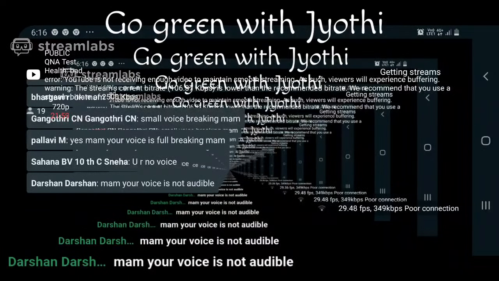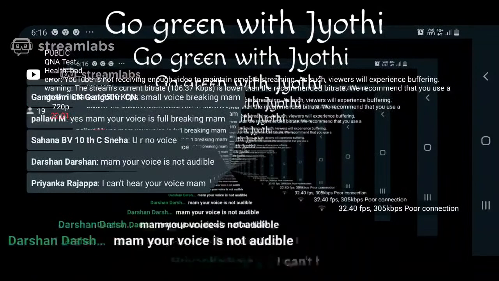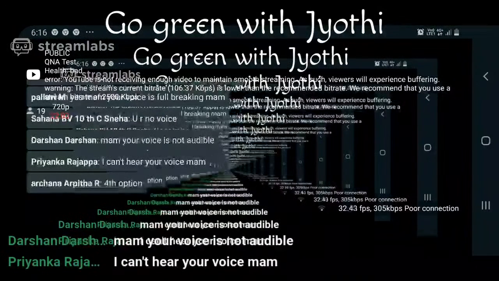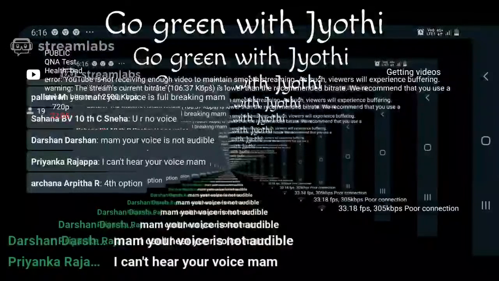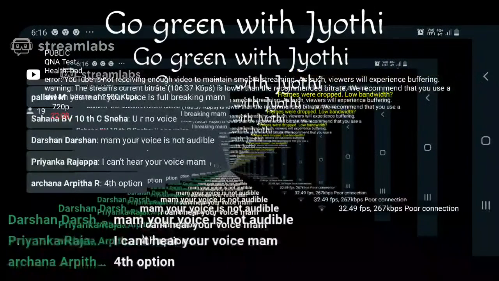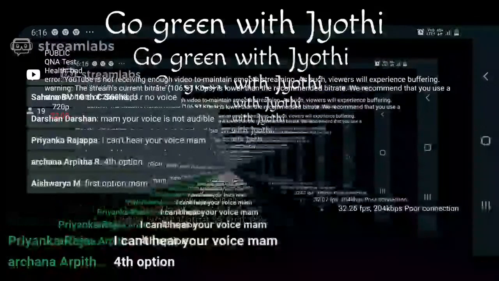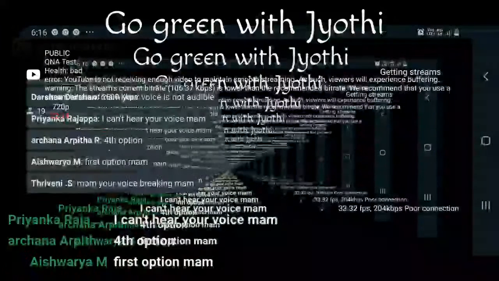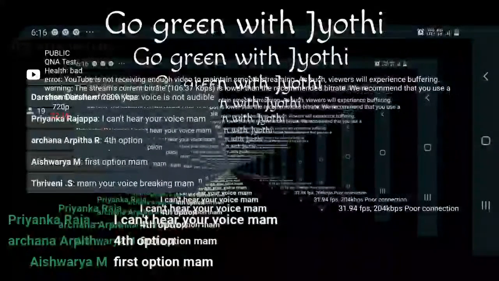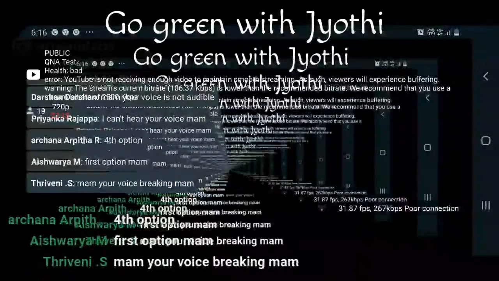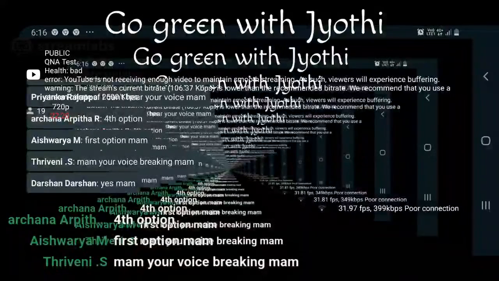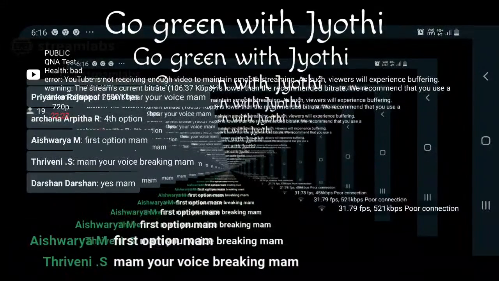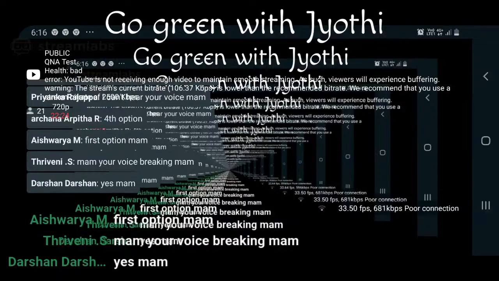Okay, if voice is not audible, you all saw the test item, right? And what will be the answer for the test item? If the sebaceous glands are not functioning, then what will be the result? Aishwarya answered as first option.